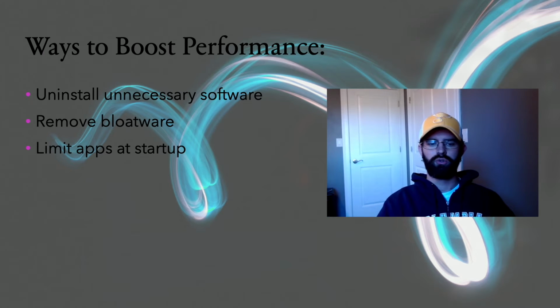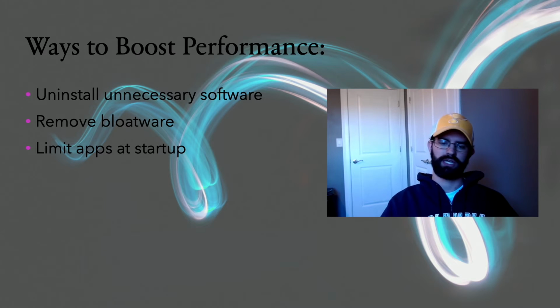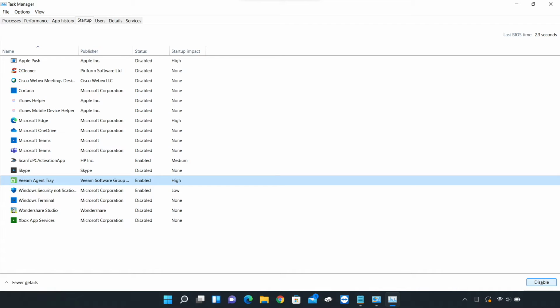Next, you're going to want to limit the number of apps that you have starting when you first power on your computer, whether that's from a reboot or logging in. You'll go to Task Manager, click on More Details in the bottom left corner, click on the Startup tab, and then select the app. In the bottom right corner, you'll click Disable.